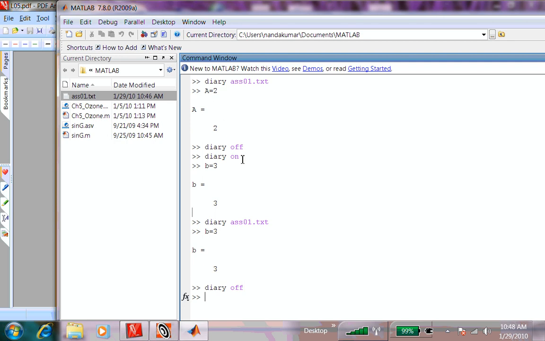So could you do all your work and then say diary off? I wouldn't risk that because you don't know how much it keeps in memory. It can keep only a finite memory and then flush out the older ones. So if you want to capture it, keep it on, and then you can always go back and edit it. If there are two entries, you can delete one using a notepad or something like that. That's just a text file.